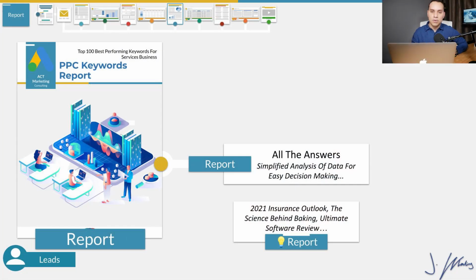So as an example here, we could create a PPC keywords report. We could offer a condensed list of the best types of keywords that someone could go after when running Google pay-per-click campaigns, and we could include lists of types of keywords that don't work.